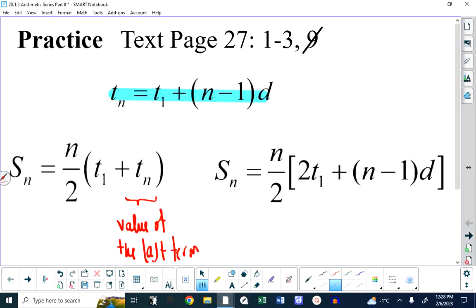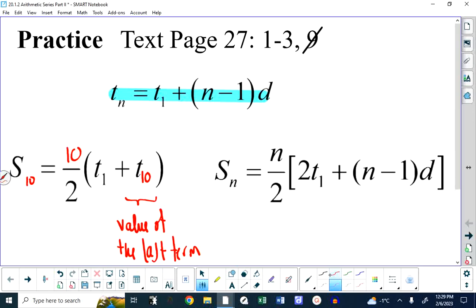I explained that on Friday by saying, if you're finding S10, for example, then the n in this formula becomes 10. So every place there's an n in the formula, you're going to put the number 10. S10 would be n over 2, which would be 10 over 2, times T1 plus T10. But since you're adding up 10 terms, T10 is the last term. Okay.